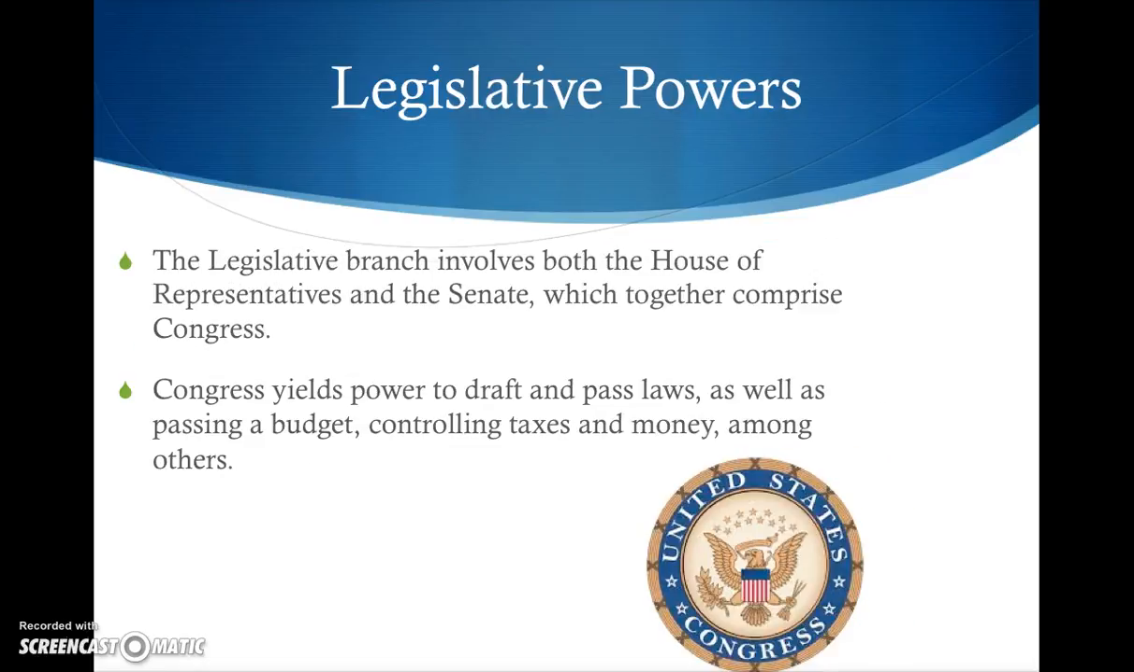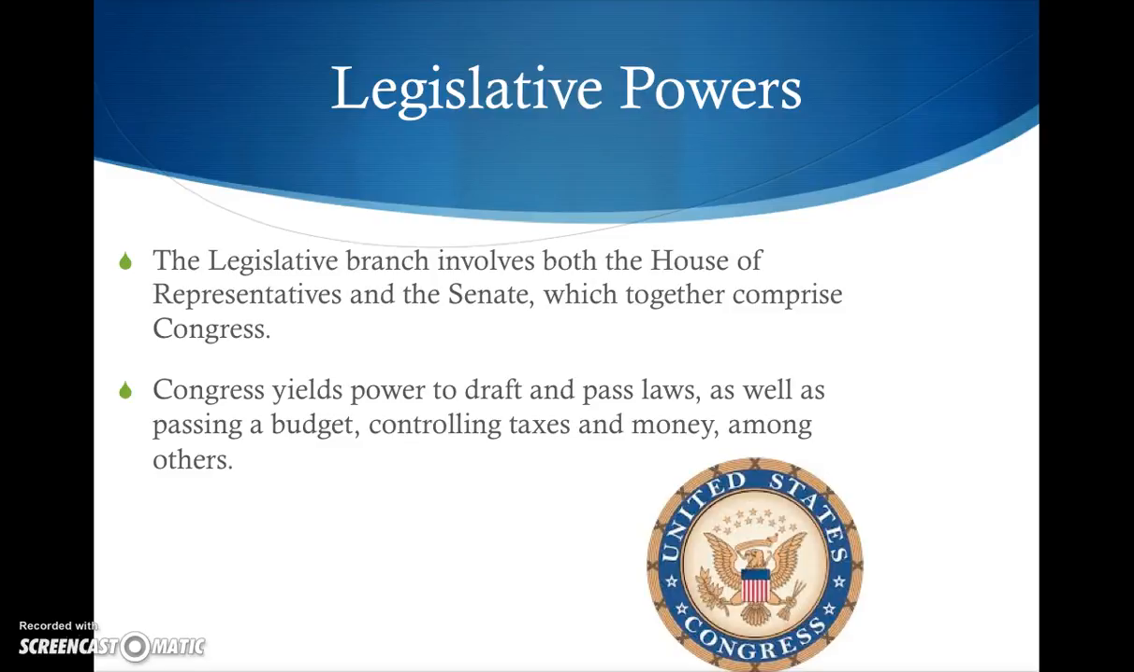Onto the legislative branch. The legislative branch involves both the House of Representatives and the Senate, which together comprise the larger overall body of Congress. Now, the House of Representatives is set up to offer a proportionate amount of representatives for each state based on state population. And I believe total representation in this House comes to 435 representatives across the 50 states.